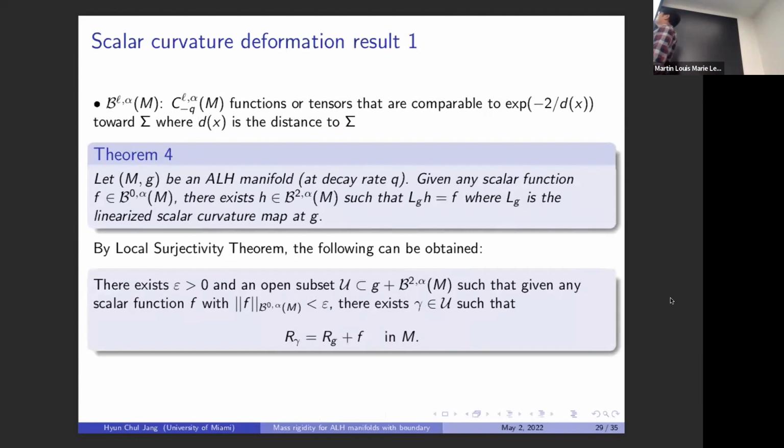In our paper, we define this function space BL alpha. This is not the technical definition, I'm just giving a description. We consider a weighted space with controlled behavior near infinity, and we add more weight near the boundary. So this is comparable to an exponential decay function. Then we prove a surjectivity statement: given any scalar function f in this space, one can find a symmetric 2-tensor h in that weighted space with C2 regularity, such that the linearization achieves this f. Since the linearization is surjective, we can find the nonlinear surjectivity as well.